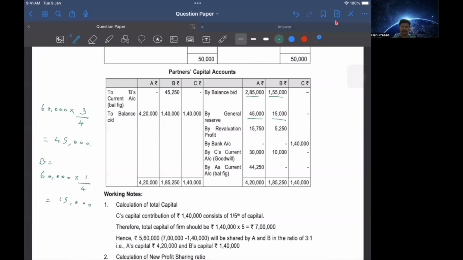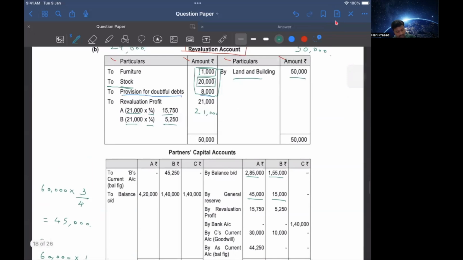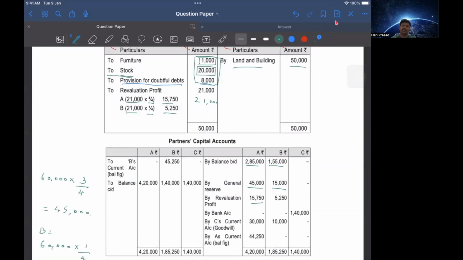Reserve is the profit, right? Profit should always be credited to the capital account. We are crediting 45,000 for A, 15,000 for B. Next is the profit from the revaluation account. What we found out? 15,750. Again, as I said, profit should always be credited to the capital account. 15,750 credited, 5,250 credited.